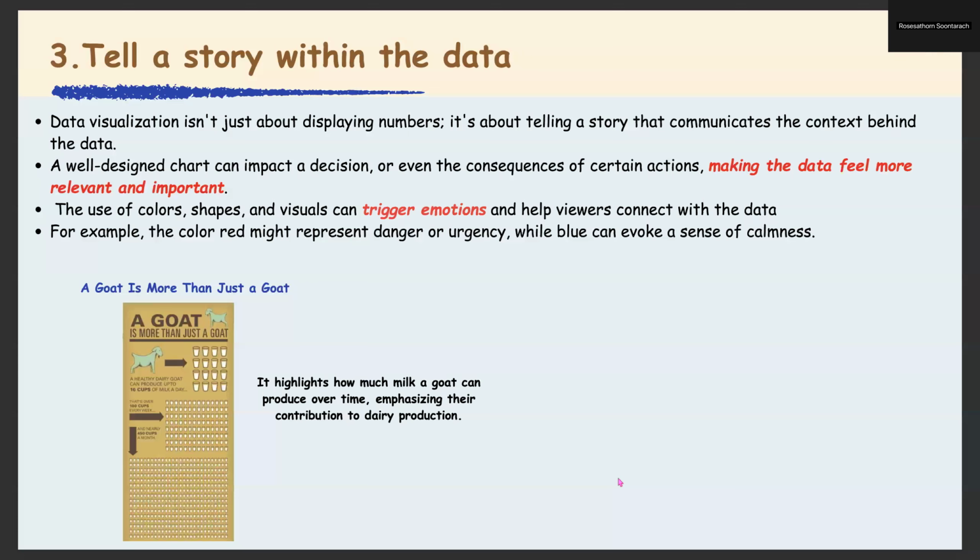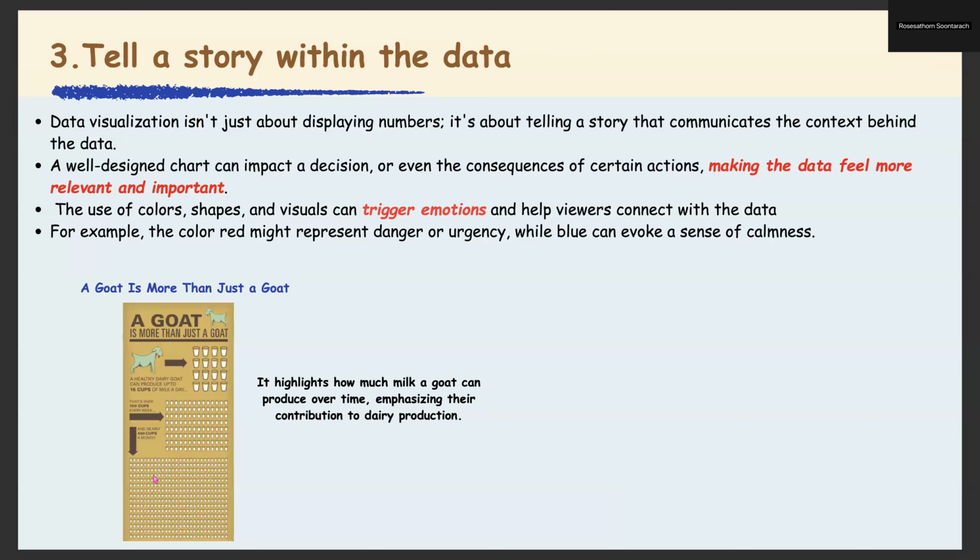And data visualization is not just about displaying numbers, but it tells a story that communicates the context behind the data. So a well-designed chart can impact a decision or even the consequence of certain actions and can make the data feel more relevant and important. And the use of color, shapes, and visuals can also trigger emotions and help viewers connect with the data. For example, the color red might represent danger or urgency, while blue can signal a sense of calmness.